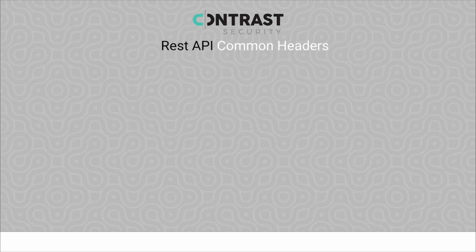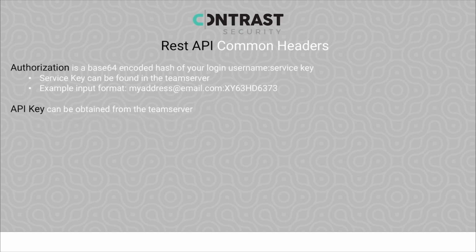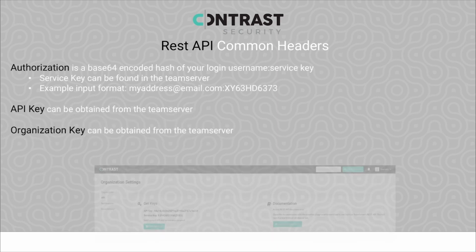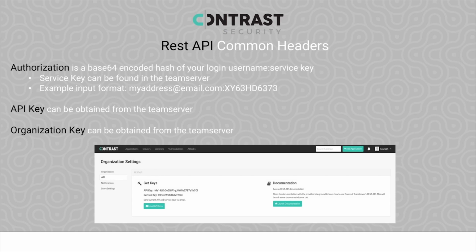So let's take a look at some of the common values that you'll need to make almost every single REST API call. The first one is the authorization header. The authorization header is a base64 encoded hash of your login username and the service key. Base64 encoding is a fairly common practice in making sure that your login credentials are secure. So how we do base64 encoding is with your username and the service key. The service key can be found in your TeamServer once you're logged in. You can see that in the screenshot below.